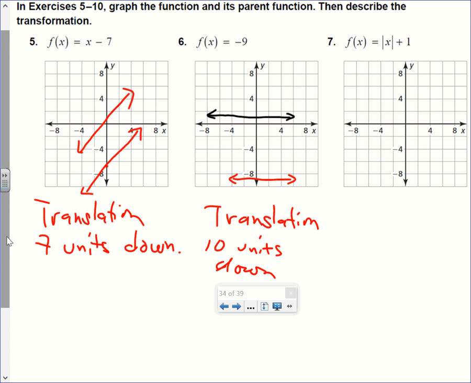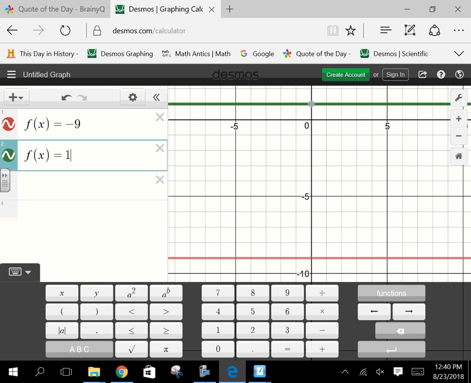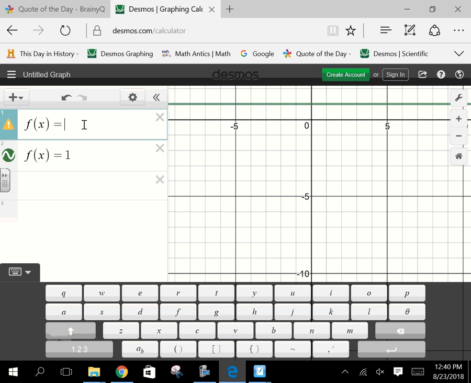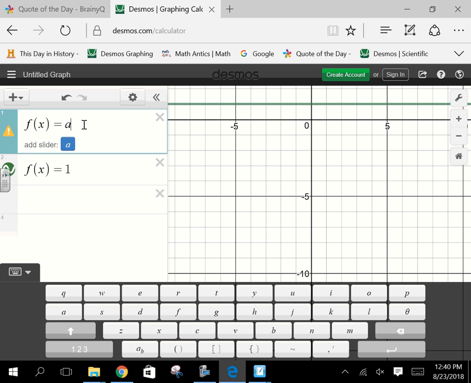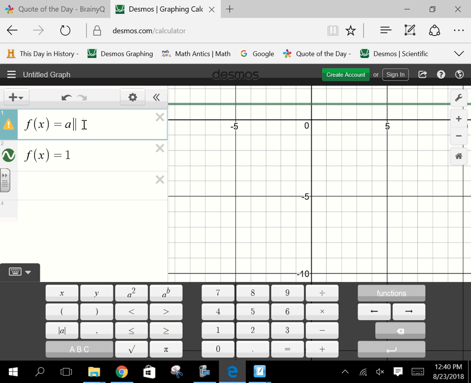So you always start from the parent, and then you ask yourself, how did the child get to where it's at in comparison with the parent? That's it. Let's do the last one. I'll do it quickly. Number 7. F of x equals the absolute value of x plus 1.